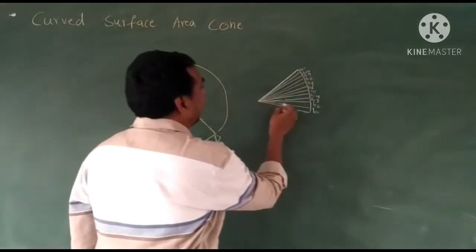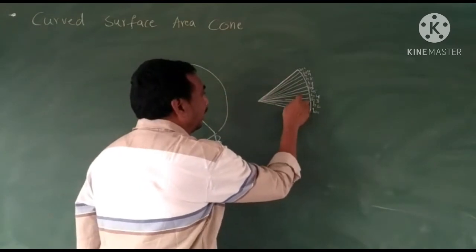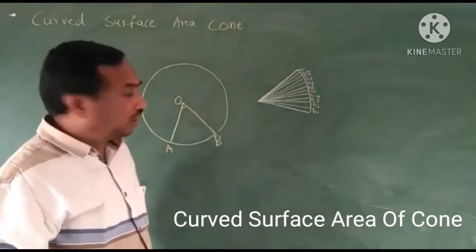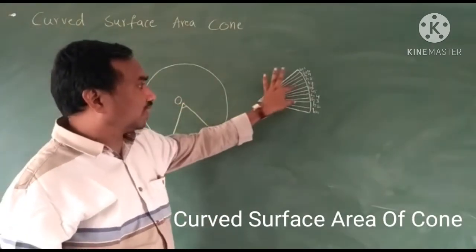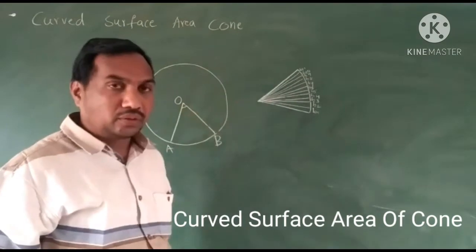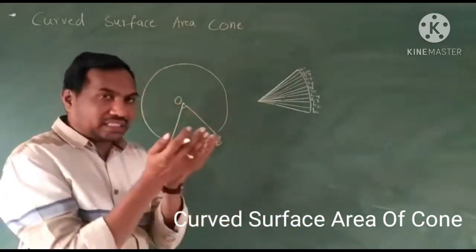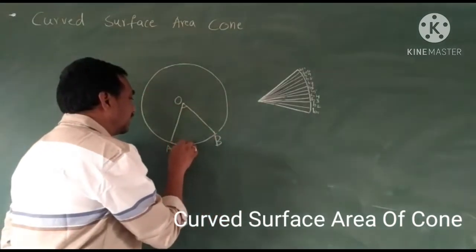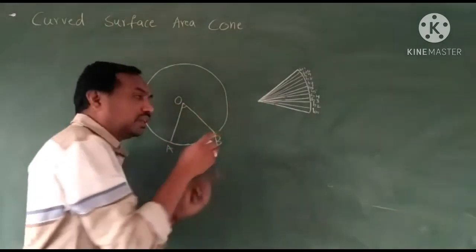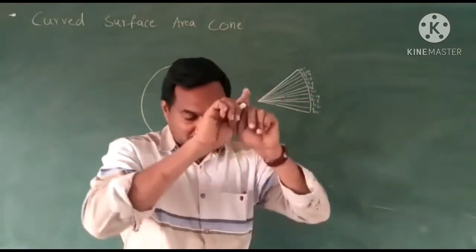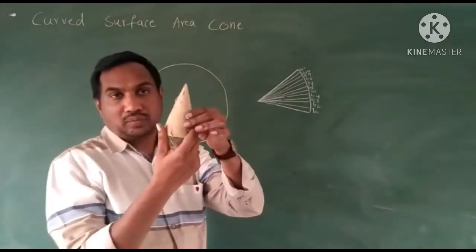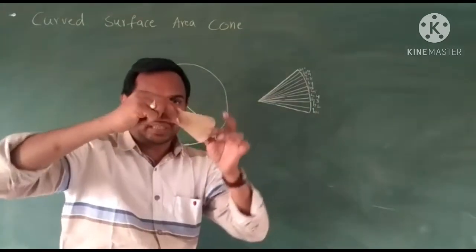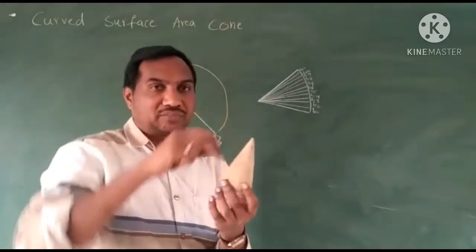Now I am dividing this sector into small triangles. The area of the sector is nothing but the curved surface area of the cone. If you fold the sector, it will be in the form of a cone. This AB length, this arc, becomes the circle. So this is the cone, and this is the curved surface area of the cone. We need to find the curved surface area of the cone.